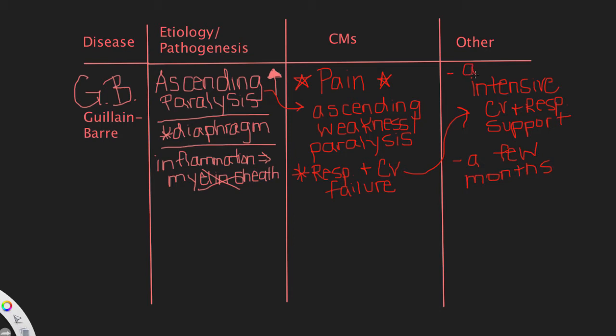Another point is that there is an acute onset. So sometimes your patient will be sick and then all of a sudden they will manifest with this ascending paralysis. Sometimes it's after a virus or an immunization or fever.